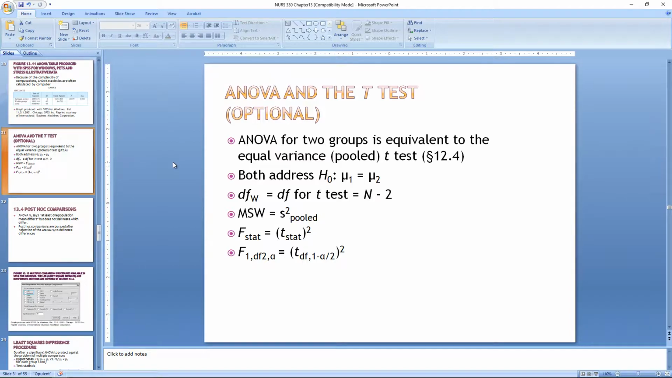And then your mean squared within is equal to your variance pooled. Your F-stat is going to equal your t-stat squared, and your F with 1 and n minus 2 degrees of freedom at 1 minus alpha is equal to your t with n minus 2 degrees of freedom at 1 minus alpha over 2, squared.